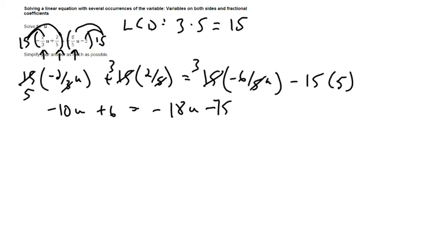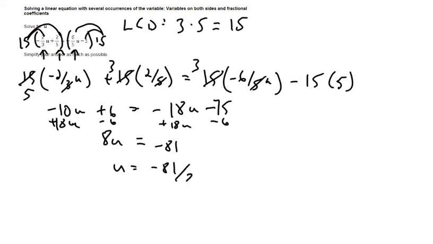So I'm going to move all my variables to one side, all my constants to the other side. I'm going to get 8u because I added 18u here. And I'm going to get negative 81 because I'm going to subtract 6 here. And so that gives me u equals negative 81 over 8. And that is the solution.